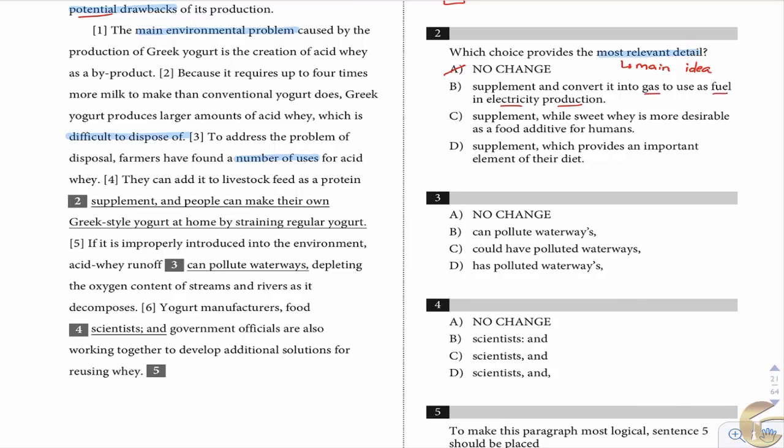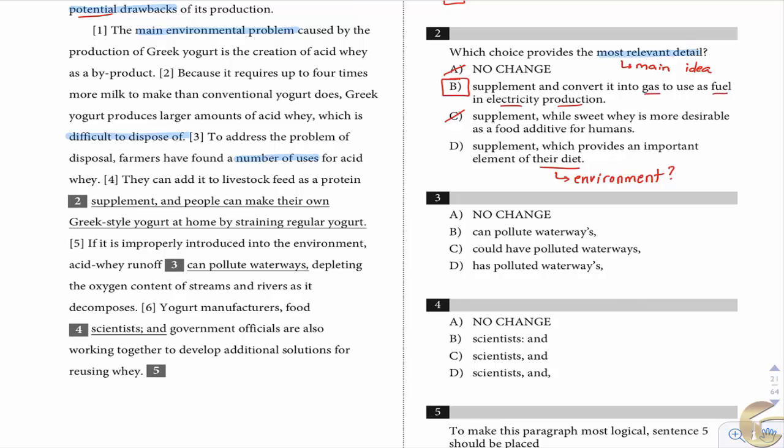C says while sweet whey is more desirable as a food additive for humans. And again, they're just talking about the food itself and not about the environment. And D says they can add it as a protein supplement, which provides an important element of their diet. And again, in this case, when I'm thinking environment, I don't see answer choice D talking about environment. So a lot of people pick D, but it doesn't match the main idea of the paragraph. B does. So B is your answer. So that's going to be number 2.